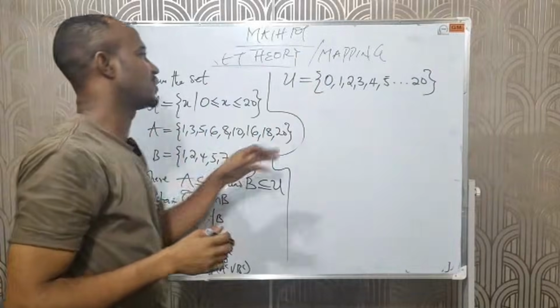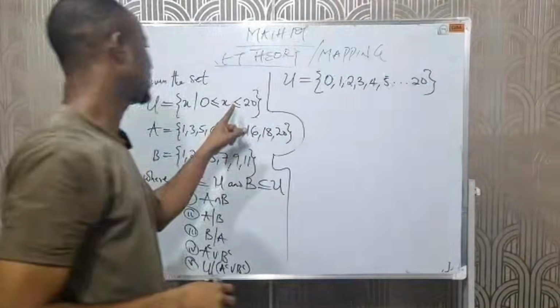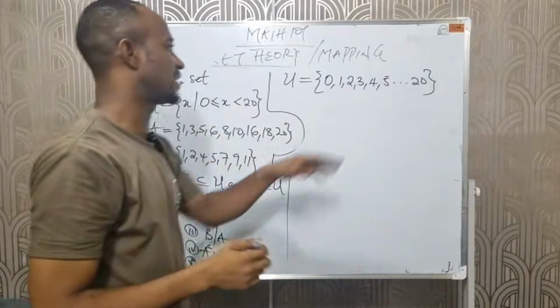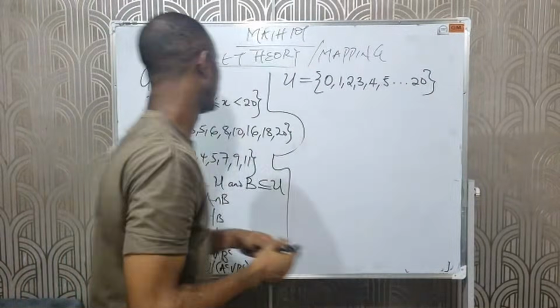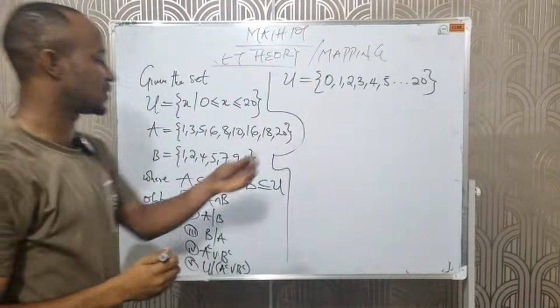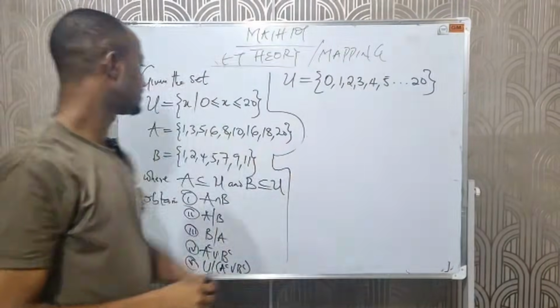And the reason why I have to end at 20 is because I have an equal sign. If there's no equal sign here, that means I will end at what? 19. So for this, we have less than or equal to 20. So I have to stop at 20.